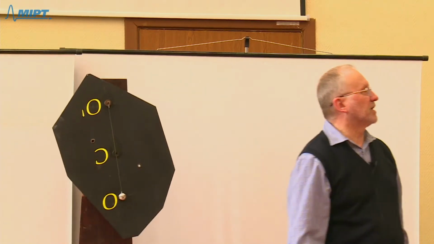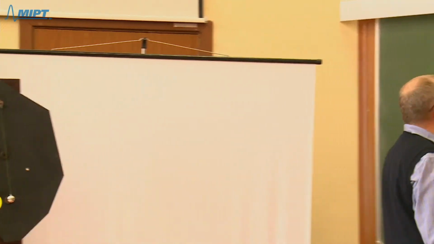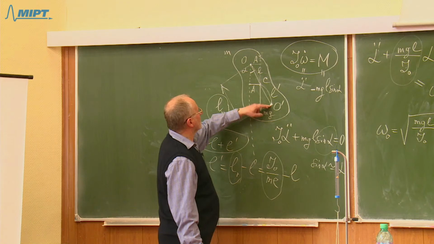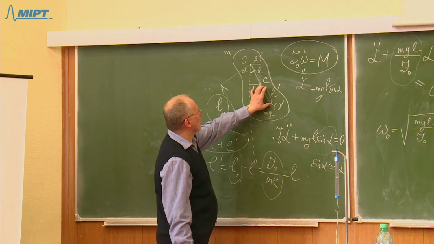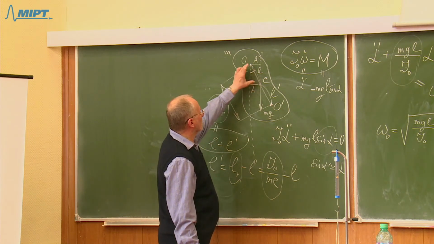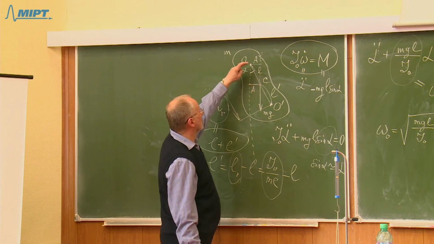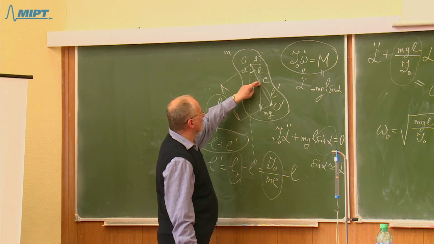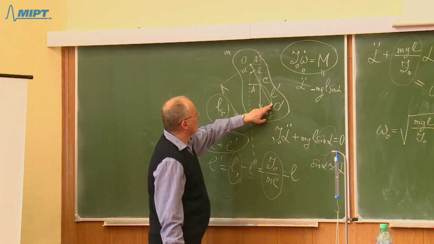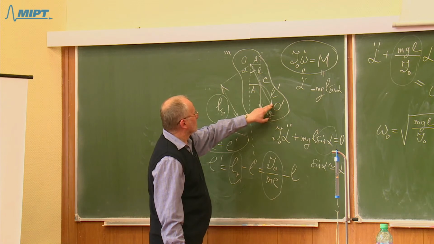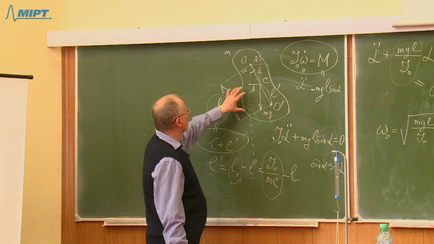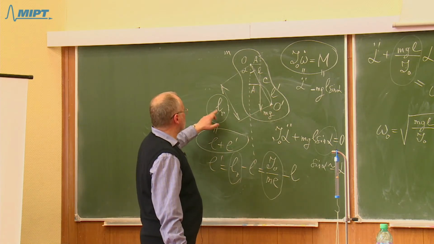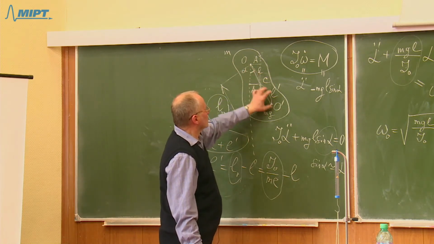And the Huygens theorem, I repeat, is based on 3 simple facts. First, the reduced length equals L plus L prime. L is the distance from the center of mass to the first axis of rotation, and L prime is the distance from the center of mass to the second axis of rotation, which will be used later. So the reduced length equals the sum of these 2 sections.